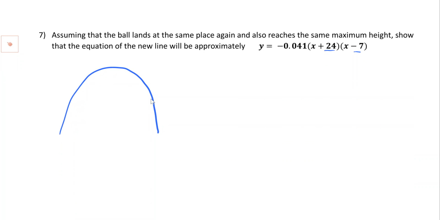So what do I know? Well, it lands at the same place. It travels 31 meters. Now, if you use the 30.48, but we can use the 31. Well, that means that we do 7 subtract 31, means that this point here has to be negative 24. This really bothers me because since it's at an angle, we aren't 7 away.